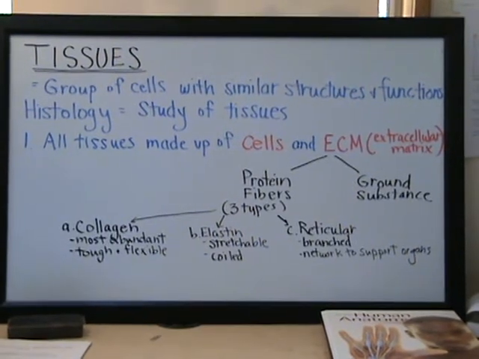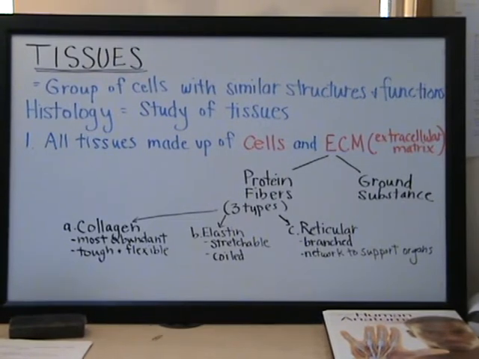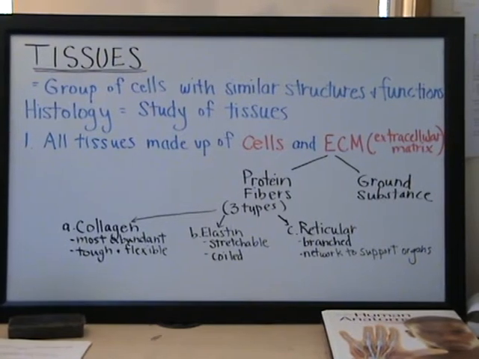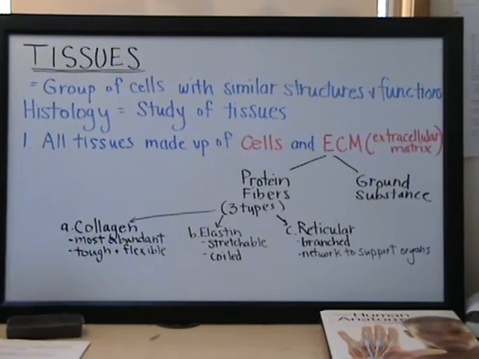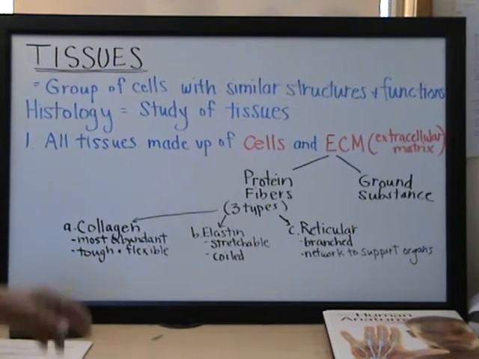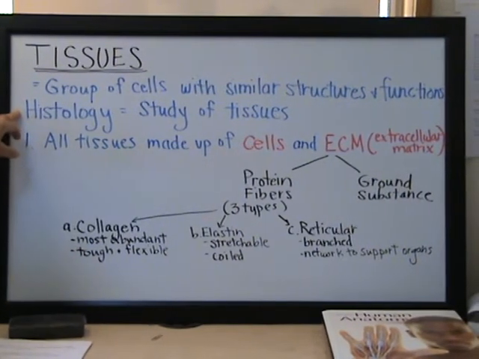Today we're going to talk about a topic that is so important in the structure of the human body, but often isn't thought of by anatomy students when we think about human anatomy, and that is the topic of tissues. The definition of a tissue is a group of cells with similar structures and functions. Histology is the study of tissues.